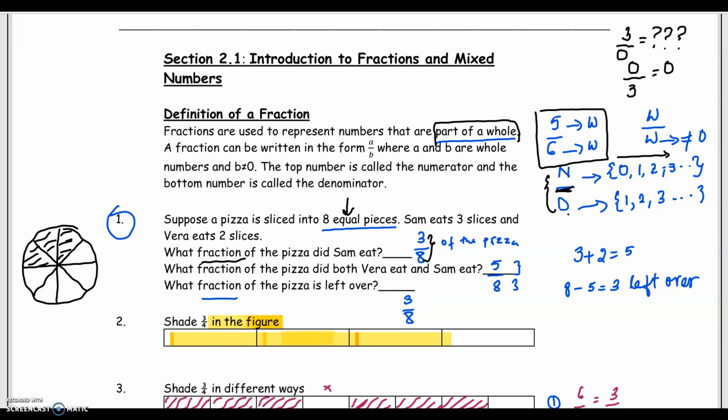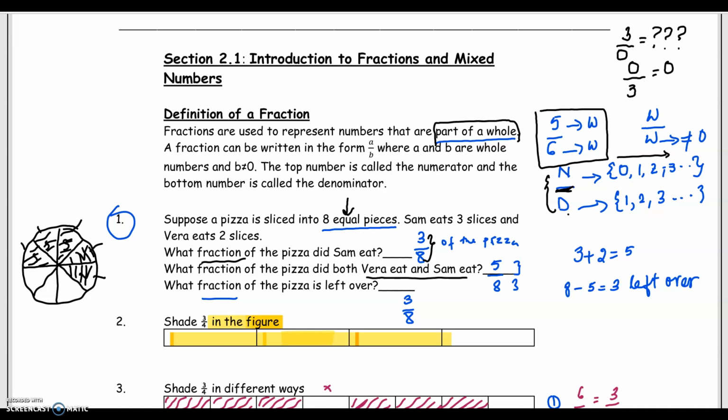What fraction of the pizza did both of them eat together? So Sam ate 3 and Vera ate 2 more. So let's shade 2 more. 1, 2. So that's Vera. Now what is the total number of slices that were eaten? 1, 2, 3, 4, 5 out of the total of 8 equal slices.